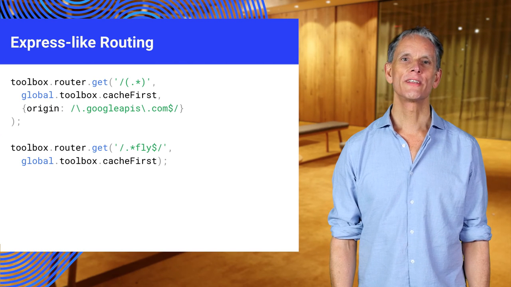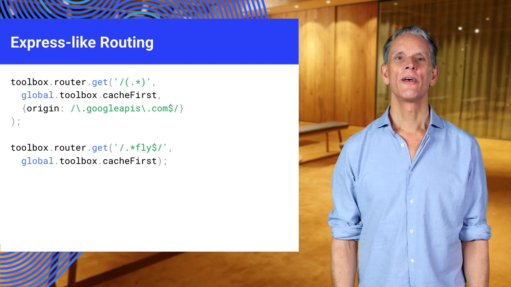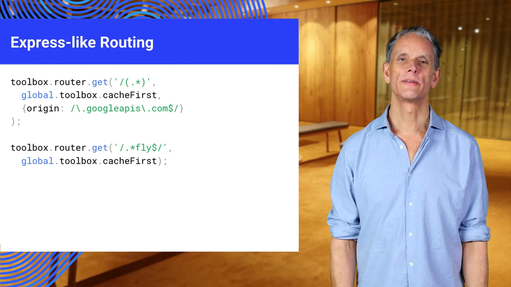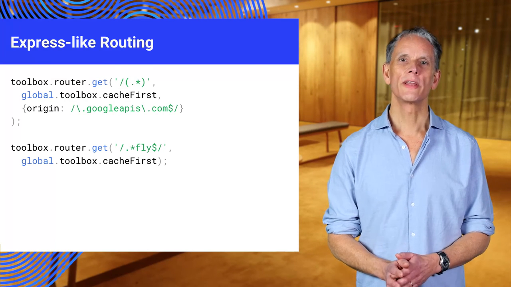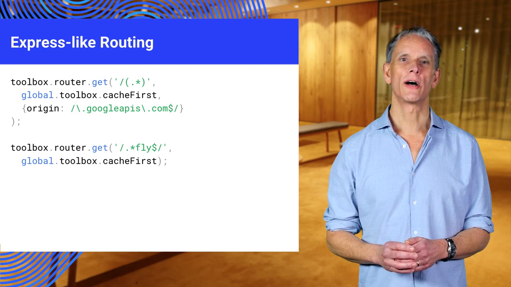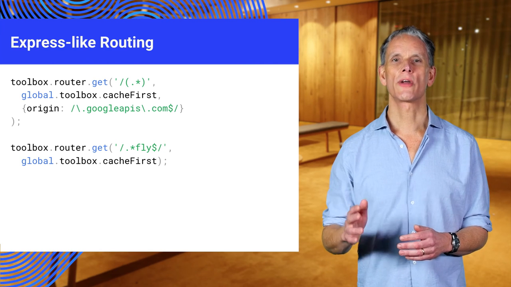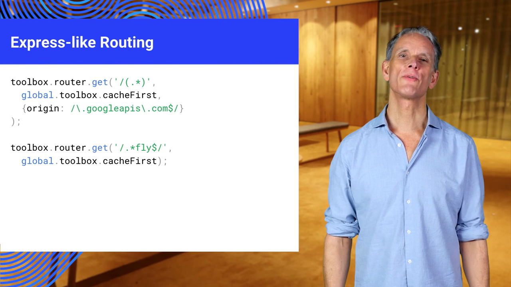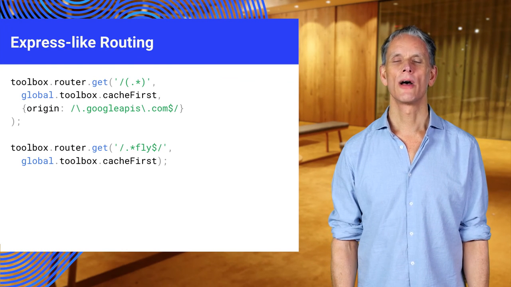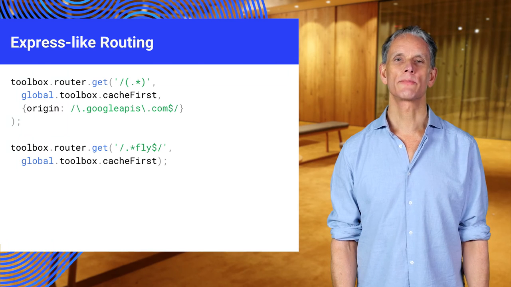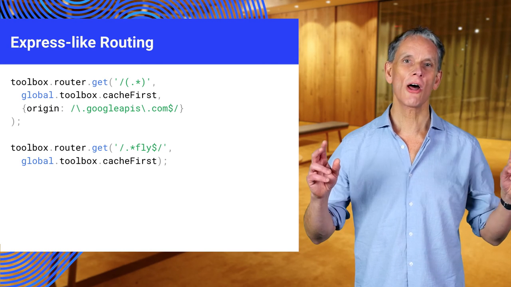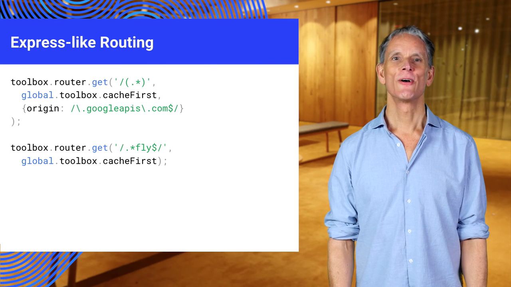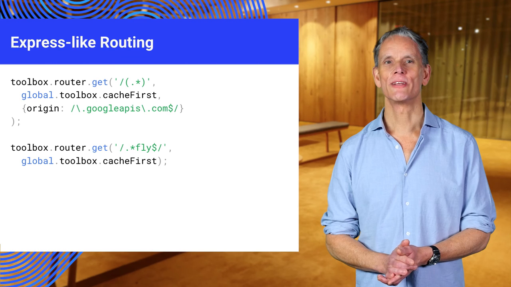To match requests from a different origin using express-style routing, we must specify the origin in the origin parameter of the options object. In the first example, we will intercept all GET requests to googleapis.com and use the cache-first strategy. If the response is in the cache, we return it. If it isn't, we fetch it from the network and add it to the cache. The pattern in the second example intercepts all GET requests ending in fly, like butterfly and dragonfly. For all the requests it matches, the route uses the cache-first strategy.